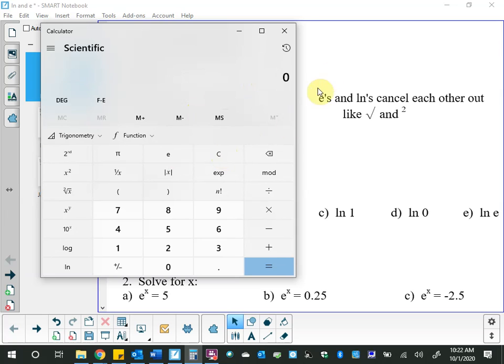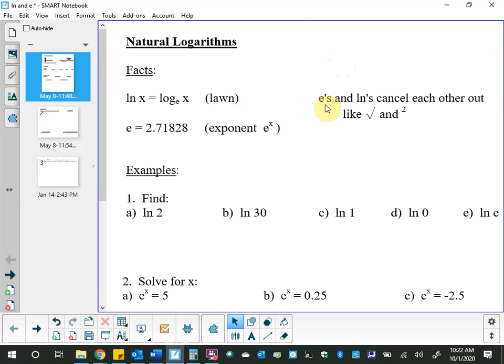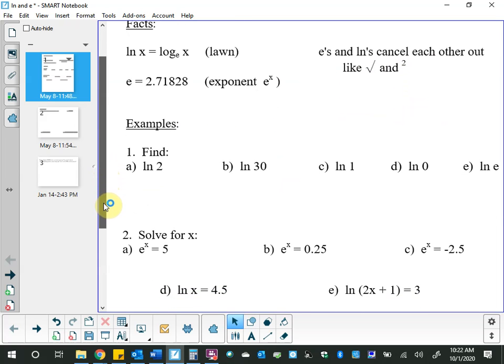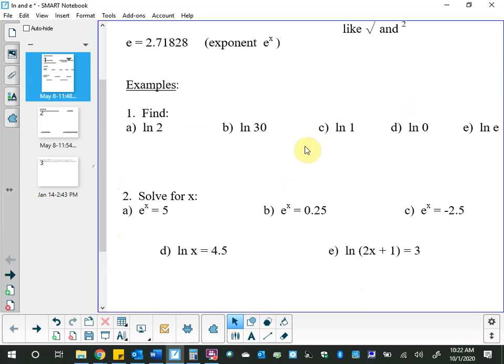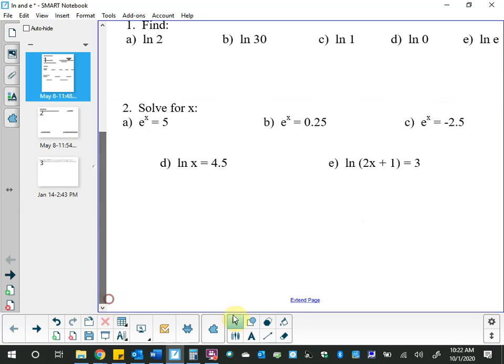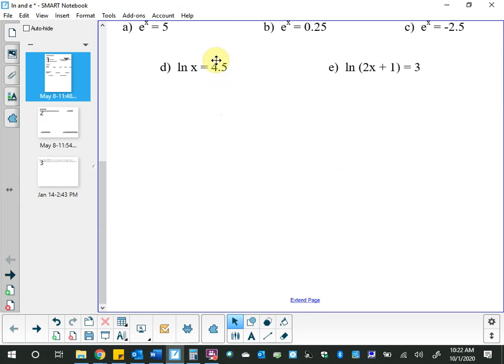That surprises me. So, something you need to know is that e's and lns, and this is totally bad language for me, but e's and lns cancel each other out, but they don't cancel each other out typically like adding and subtracting, or multiplying and dividing, or square rooting and squaring. So we're going to cover that later on. The first thing I want to do is find the answers to these using our ln button. So I'm going to move number 2 a little bit out of the way so we're not focused on it. And then we'll try number 1 with the calculator.